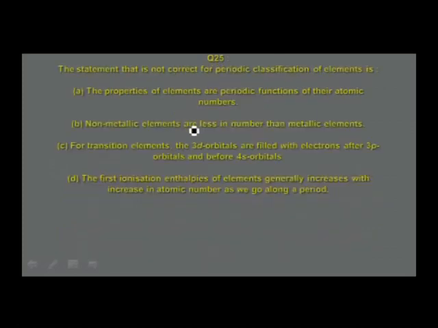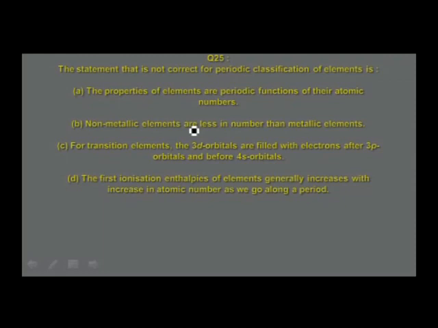We shall go to the next one. The statement that is not correct for periodic classification of elements: option A, the properties of elements are periodic functions of their atomic numbers. It is a correct statement. Option B, non-metallic elements are less in number than metallic elements, found to be true. Option C, for transition elements, the 3d orbitals are filled with electrons after 3p orbitals and before 4s orbital.